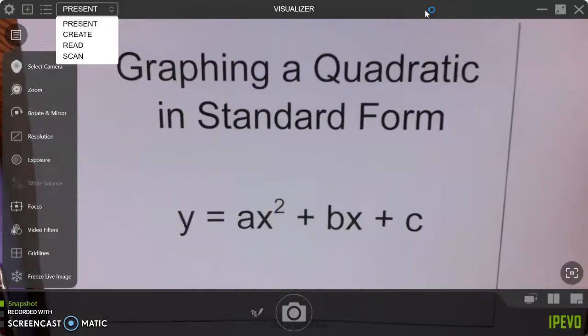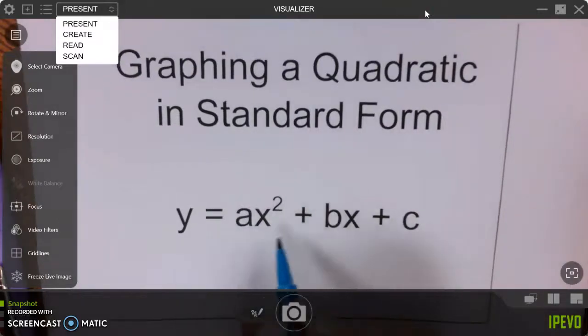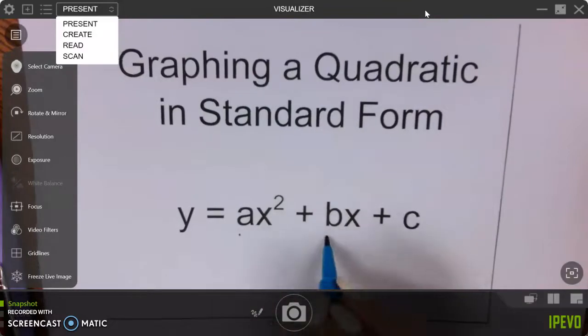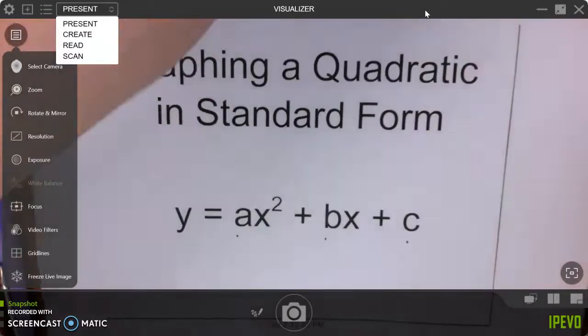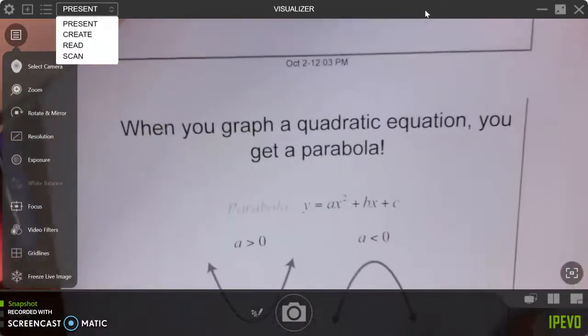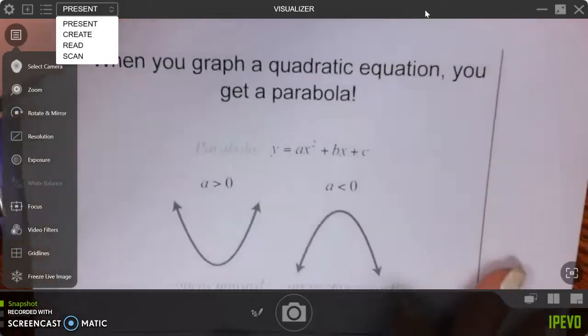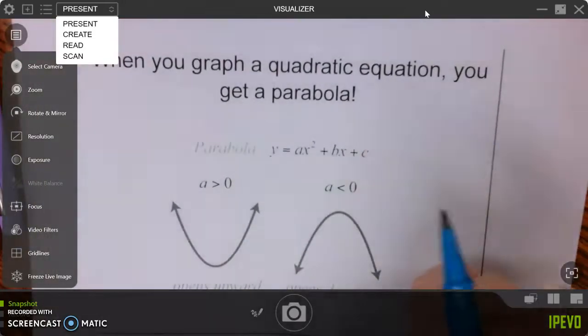Today we're talking about graphing quadratic equations in standard form. And if you recall from August and September, when we looked at polynomials, this is standard form: y equals ax squared plus bx plus c, where a, b, and c all represent numbers. When you graph quadratics, the shape is called a parabola.